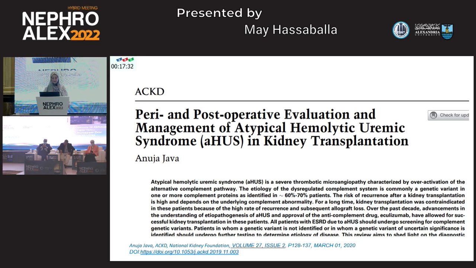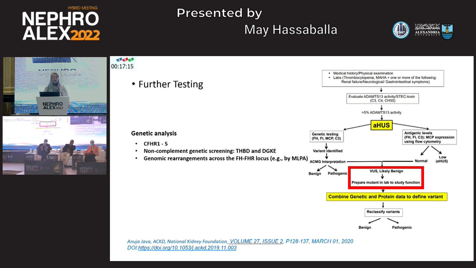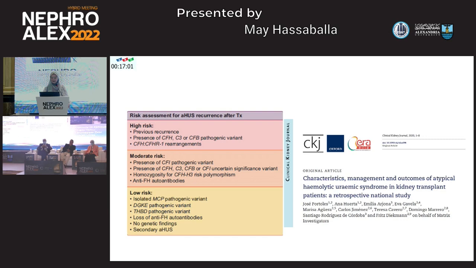Then in 2019, there was a paper that also showed that in those patients with variants of uncertain significance, further testing needs to be done, and these require very specialized labs, like, for instance, testing for complement factor H regulatory proteins 1 to 5, and non-complement genetic screening for thrombomodulin and diacylglycerol kinase epsilon, and genomic rearrangement across the genes.